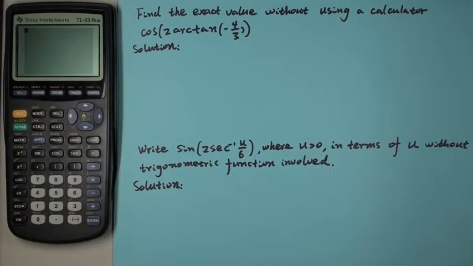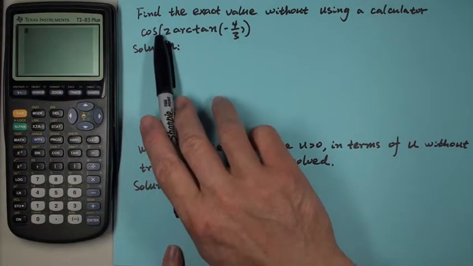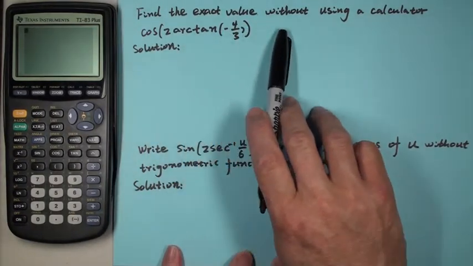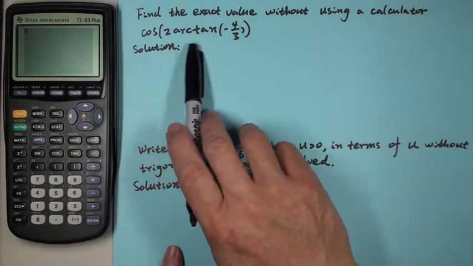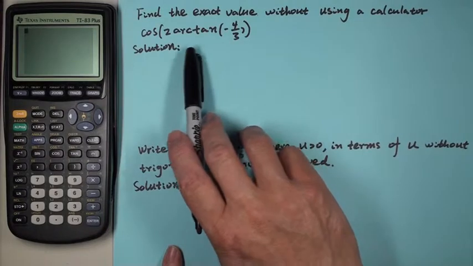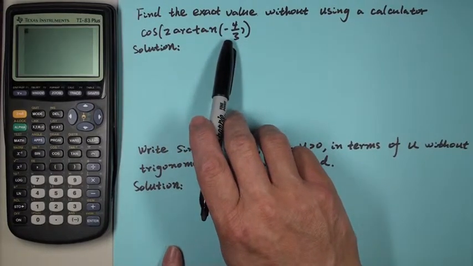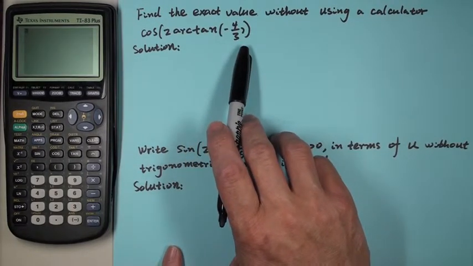In this lecture, we'll look at two examples. The first one is to find the exact value, without using a calculator, of the expression cosine of 2 arctangent of negative 4/3.